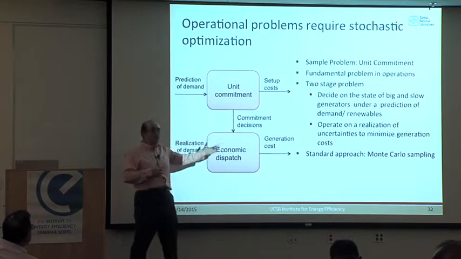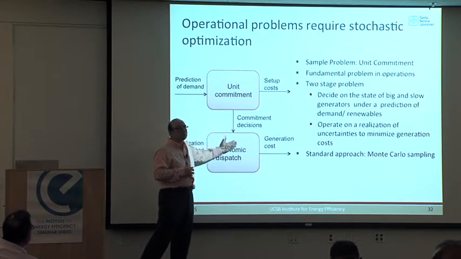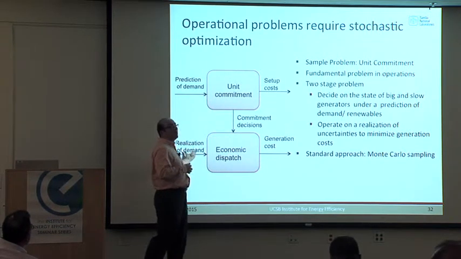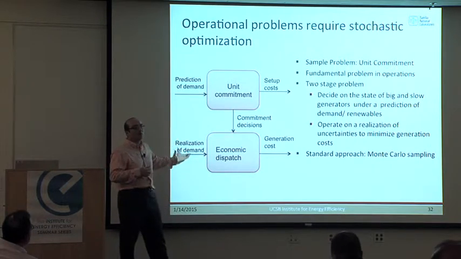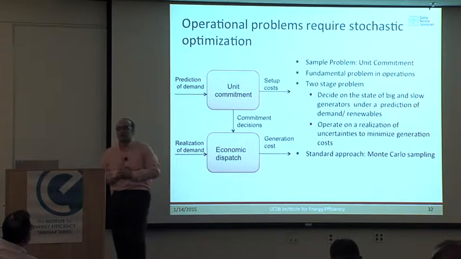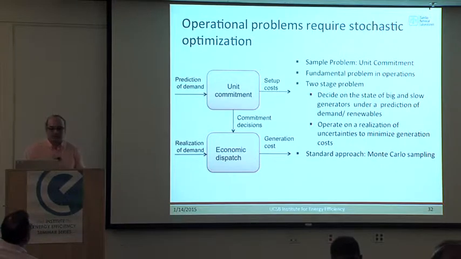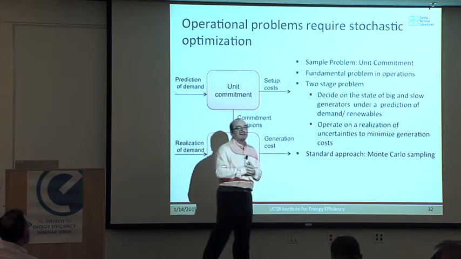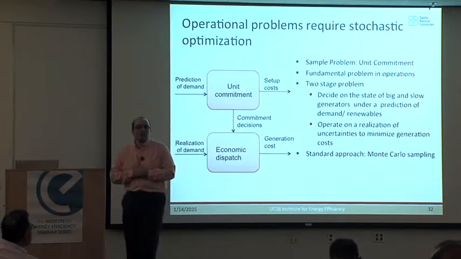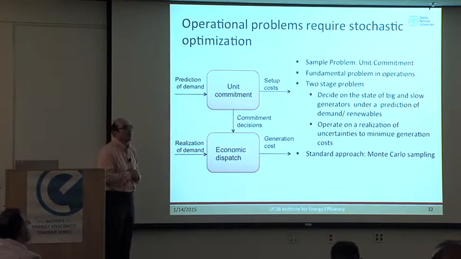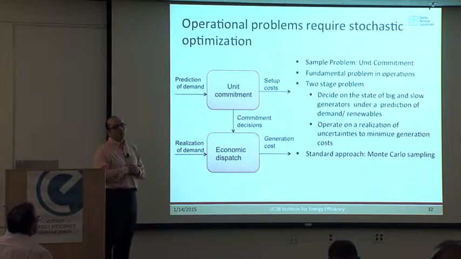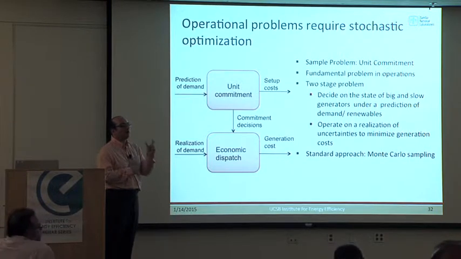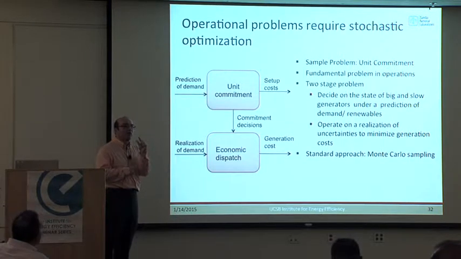But the next day, you pass your commitment decisions, and then you are facing, instead of the prediction, a realization of that demand. And how do you solve these problems? The standard approach in operations research, they don't call it Monte Carlo sampling, but for stochastic optimization, they do solve Monte Carlo sampling. Monte Carlo sampling works if you don't want tight bounds on the error.